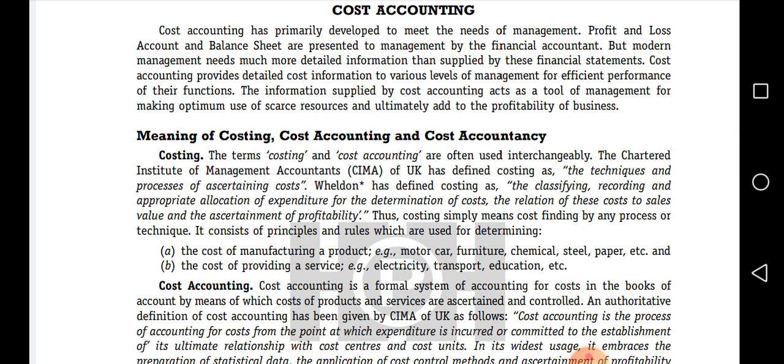So what is cost accounting? Cost accounting means actual cost. The main term used here is a process or technique of finding the actual cost incurred to produce a unit. Actual cost incurred to produce a unit. That is what we consider as cost accounting here.